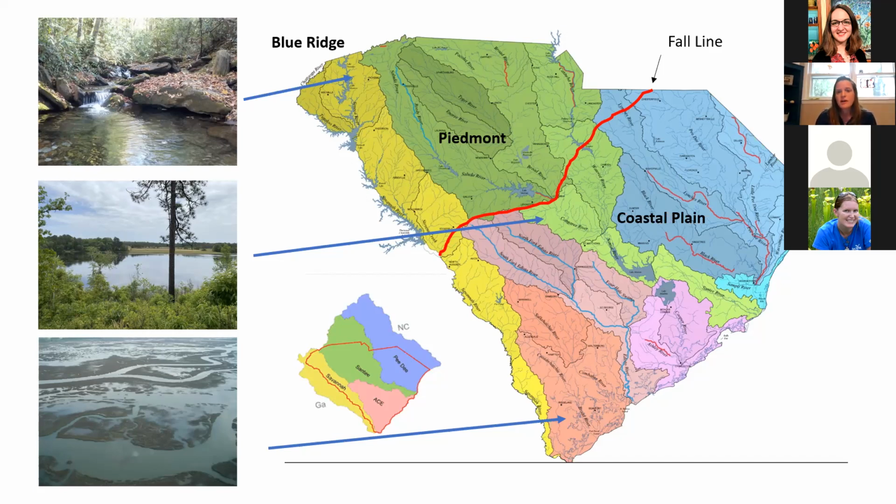Given that these environments are very diverse, I've chosen 3 pictures up here: a mountainous one, a picture of the sandhills, and then a picture at the coast. Water moves very differently in each. In the Blue Ridge and the Piedmont, topography is really important because these large rivers are the headwaters for our systems that eventually reach the coast, which carry water and sediment.